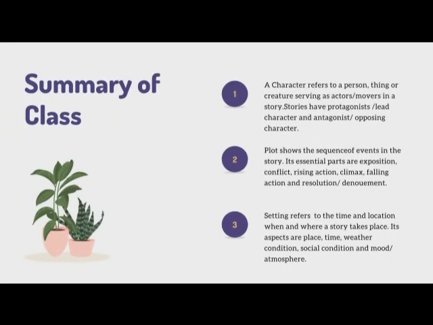For the summary of class, number 1, a character refers to a person, thing, or creature serving as actors or movers in a story. Stories have protagonists or lead character and antagonist or opposing character. Number 2, plot shows the sequence of events in the story. Its essential parts are exposition, conflict, rising action, climax, falling action, and a resolution or denouement. Number 3, setting, which refers to the time and location when and where a story takes place. Its aspects are place, time, weather condition, social condition, and mood or atmosphere.